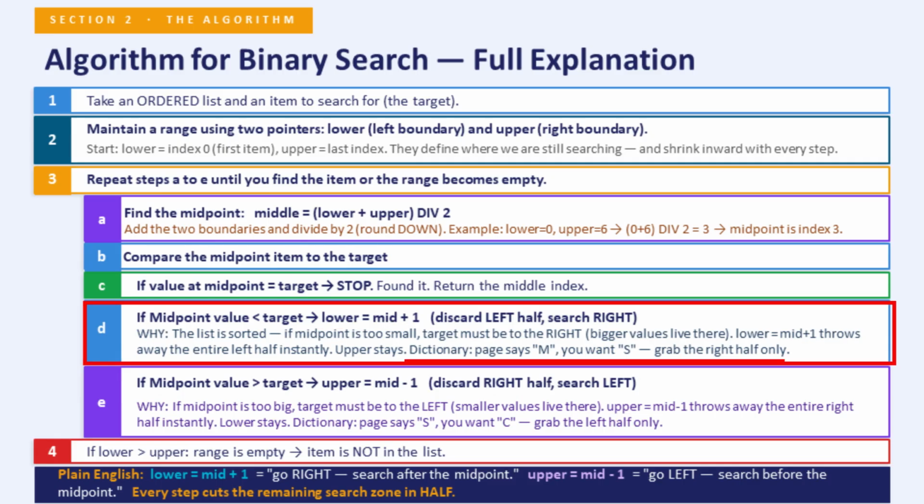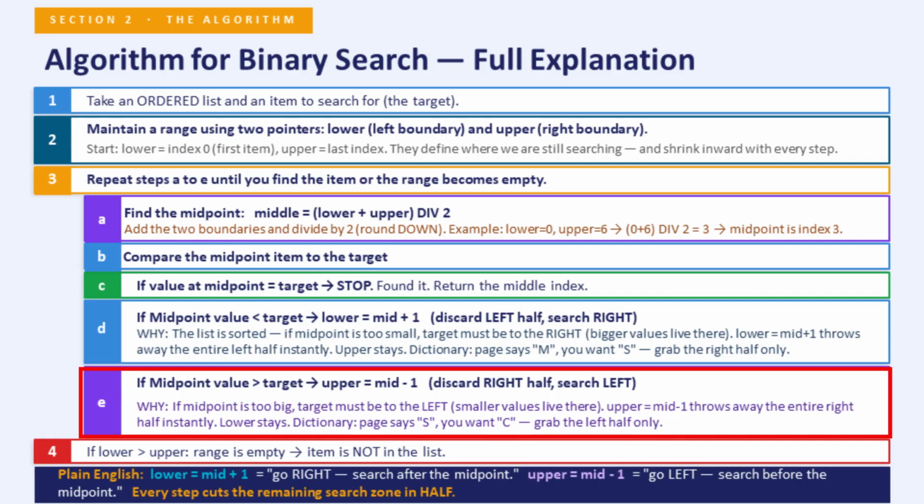Think of it like this. If you open a dictionary in the middle and the page says M, but you are looking for a word starting with S, you immediately know S must be to the right. So you grab only the right half and throw the left half away. That is exactly what lower equals mid plus 1 does. Sub-step E. If the midpoint item is greater than the target, set upper to mid minus 1. This is the mirror image of step D. If the midpoint value is greater than the target, the target must be somewhere to the left because all smaller values are on the left side of a sorted list.